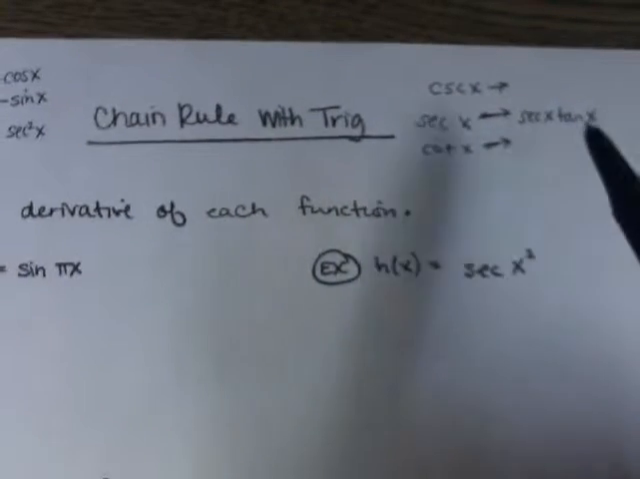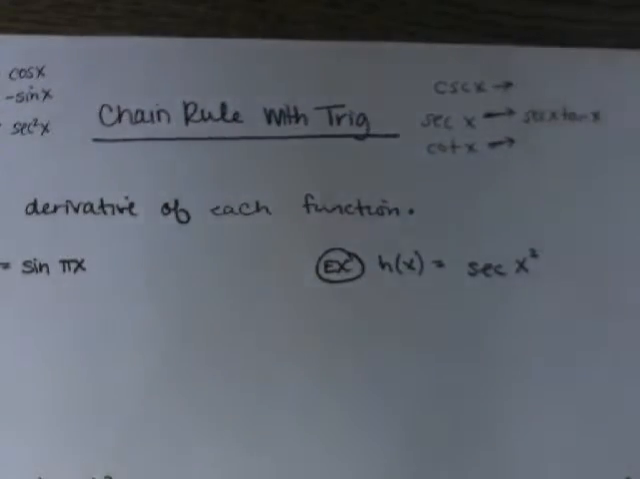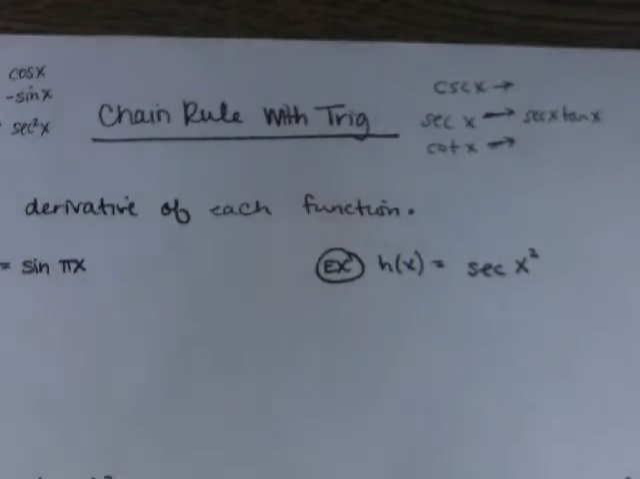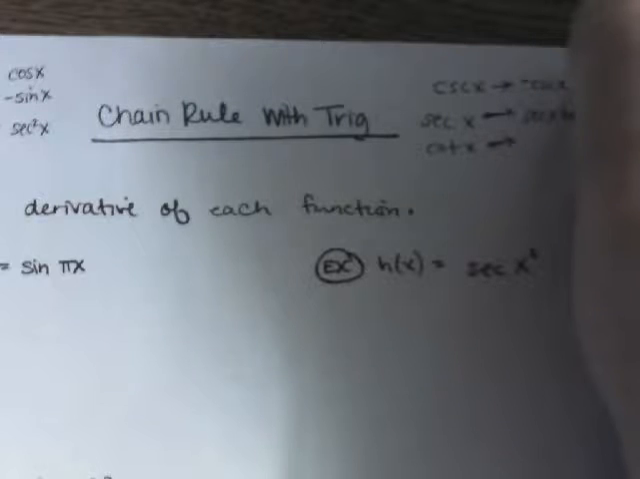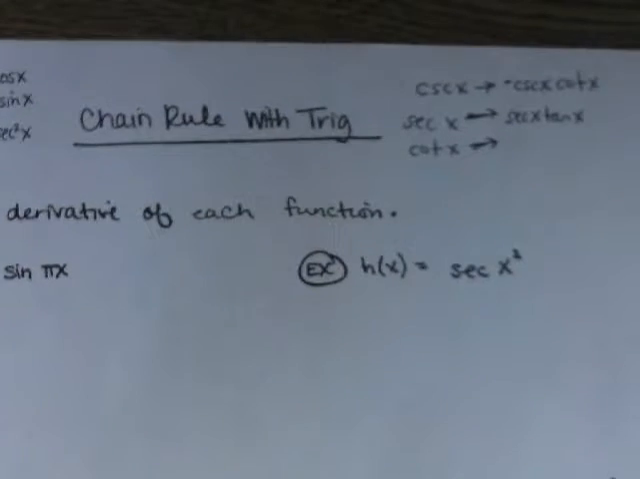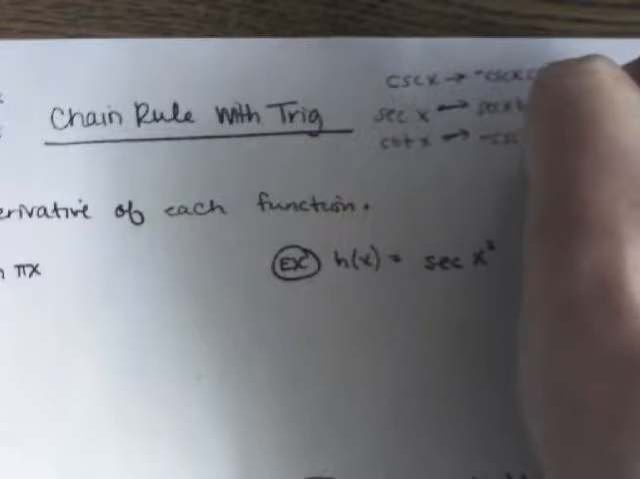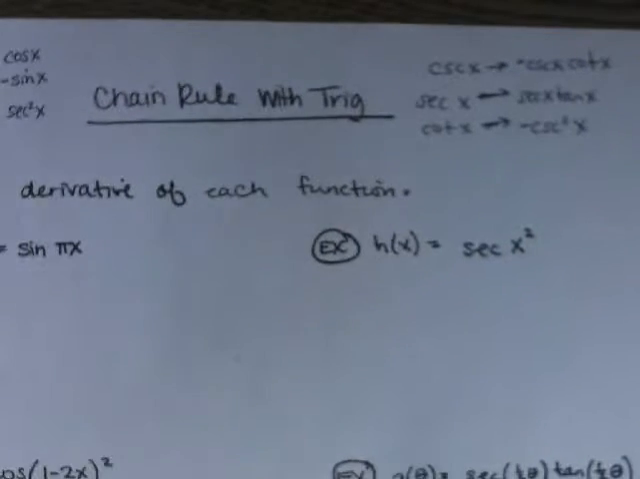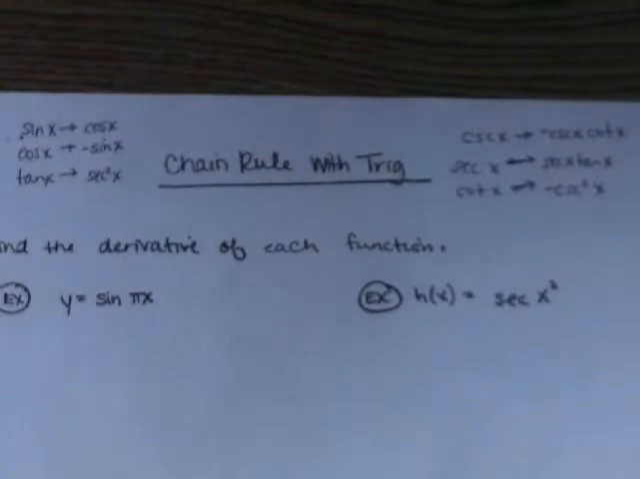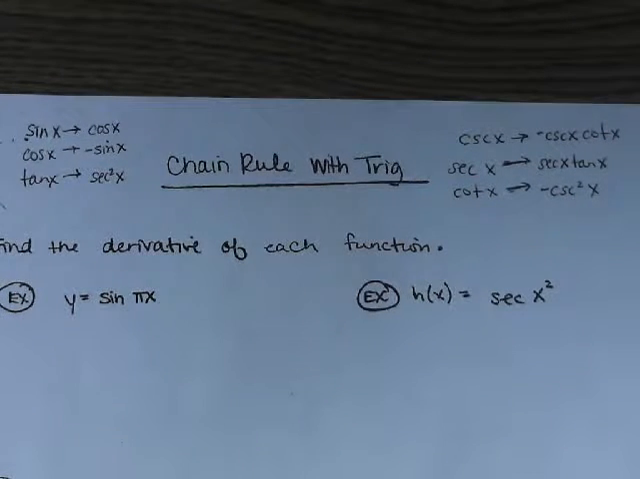What was the derivative of cosecant? It was negative cosecant cotangent, wasn't it? One more day back. Yep, negative cosecant cotangent. And the derivative of cotangent was negative cosecant squared.